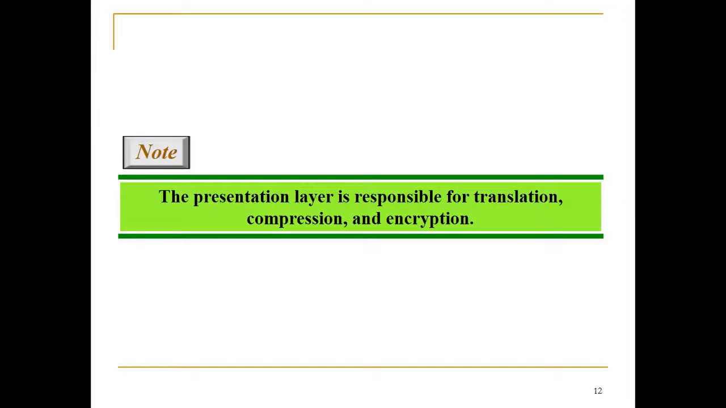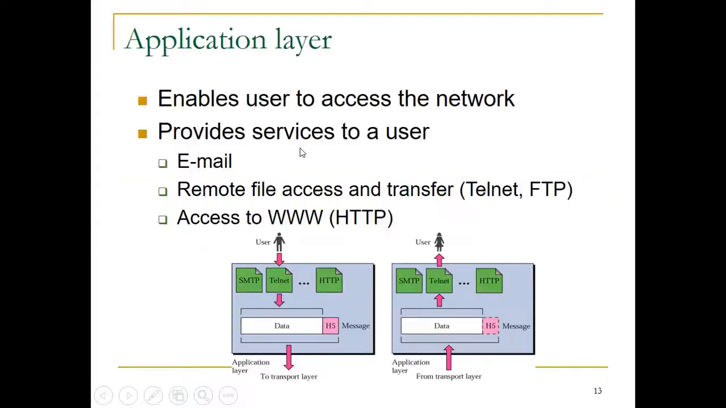That's where we look at how most of your application services are well managed. In a way, you can put it across by saying that the application layer enables users to actually access the network, and the services it provides to the network include emails, especially from the users into the network.